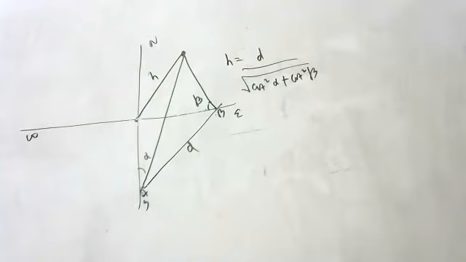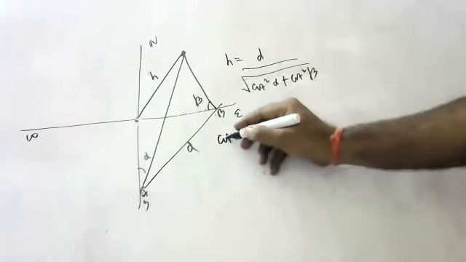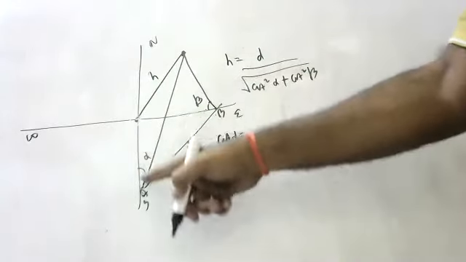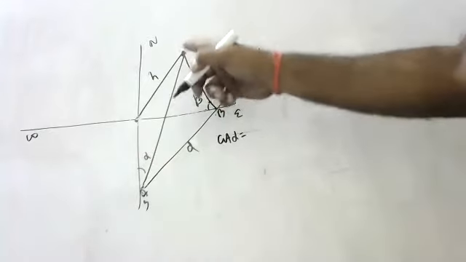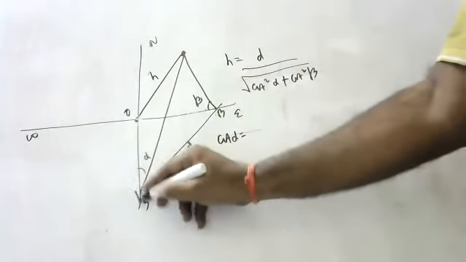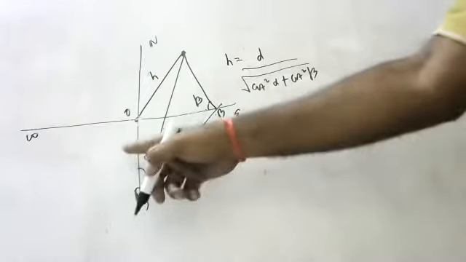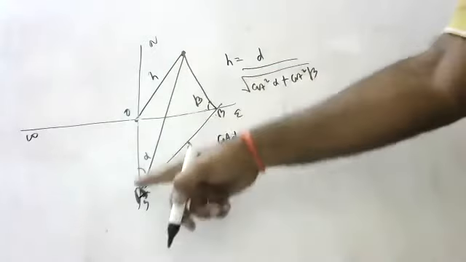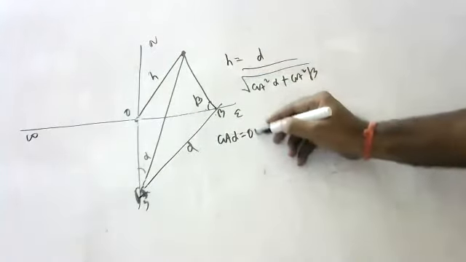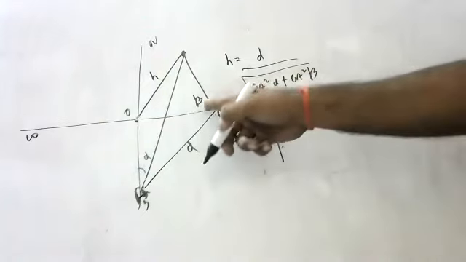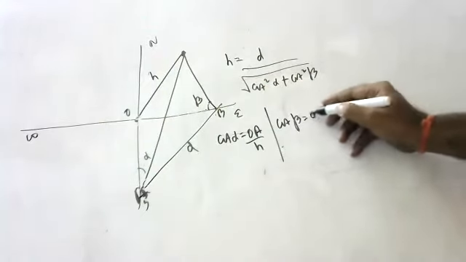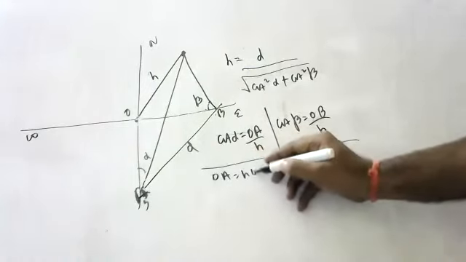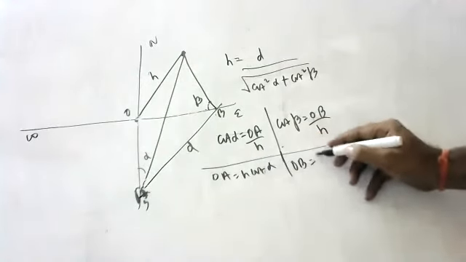Okay, children. So, cot alpha. Can anyone help me? What is cot alpha in this triangle? This is O. Cot alpha, can anyone say? Cot alpha is OA by H. Very good. Can anyone say cot beta? OB by H. OA is what? H cot alpha. OB is what? H cot beta.